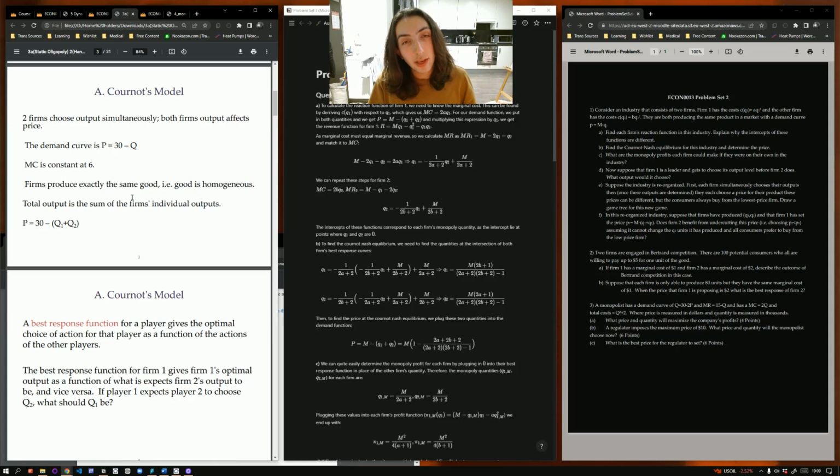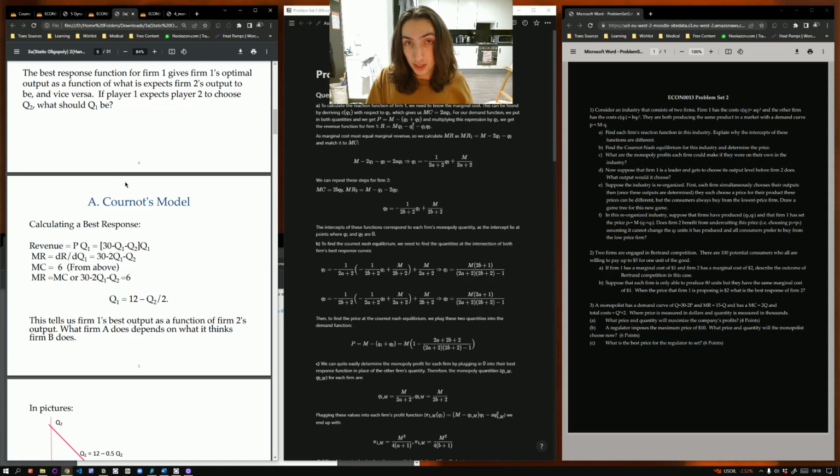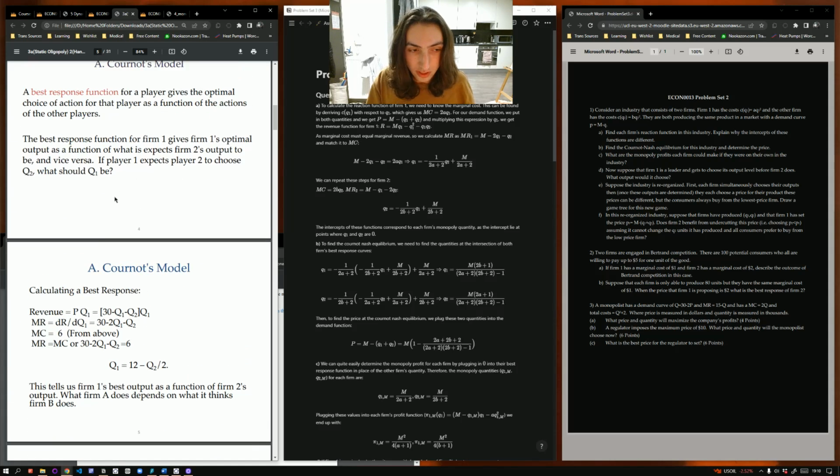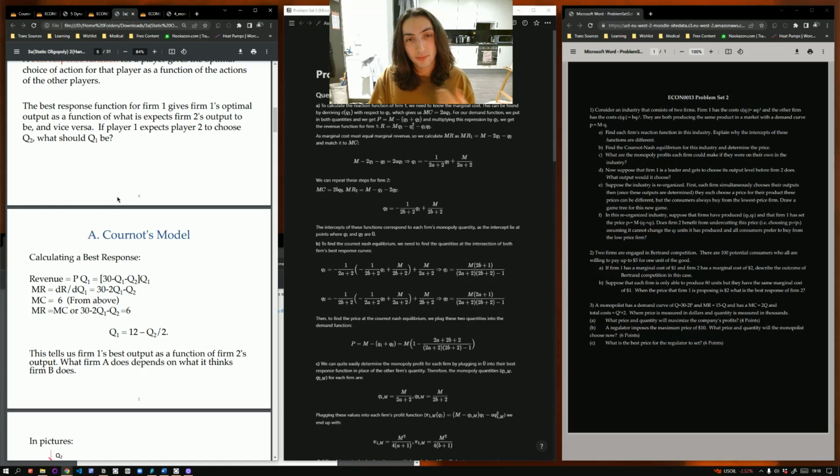So, when we're looking at this question, we're looking at Cournot's model, okay? And Cournot's Nash equilibrium and stuff like that. So, Cournot's model, we need to match marginal revenue to marginal cost. Now, we're given the cost functions already. And I think you can quite easily see that marginal cost is going to be 2AQ1 for firm 1.